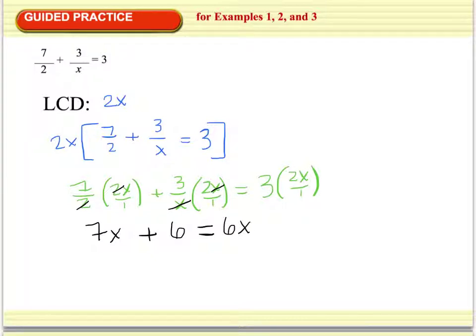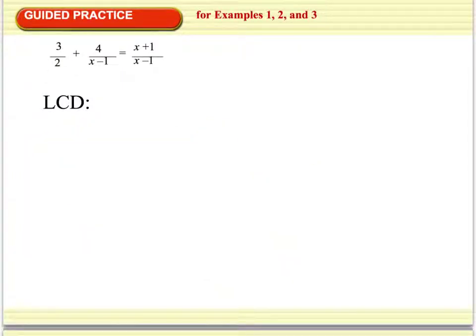Now if I get all of my x terms on one side and all my constants on the other, I see that I have x equals a negative 6. Again, I would like you to pause the video and try to work out the problem of 3 halves plus 4 divided by x minus 1 equals x plus 1 divided by x minus 1.